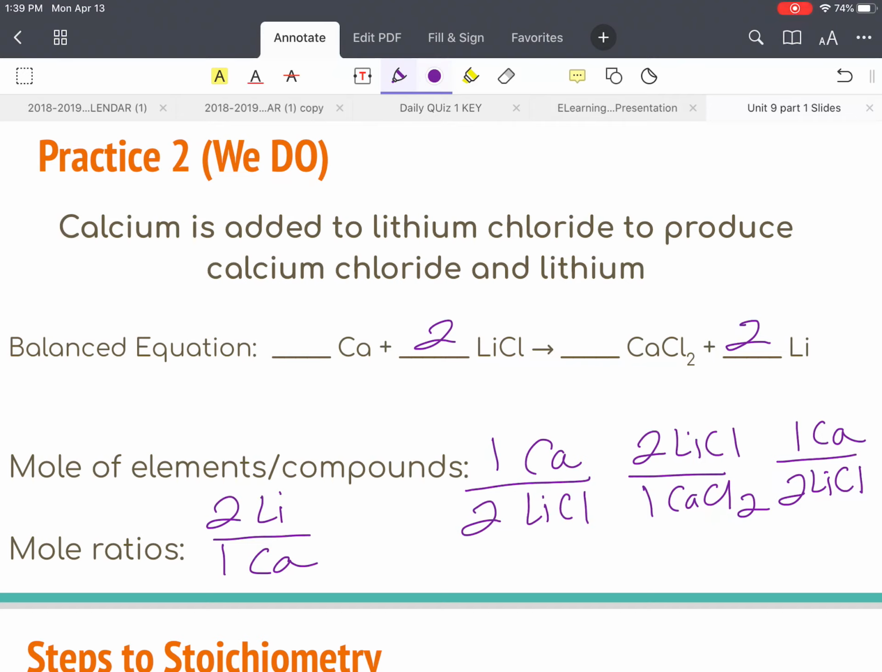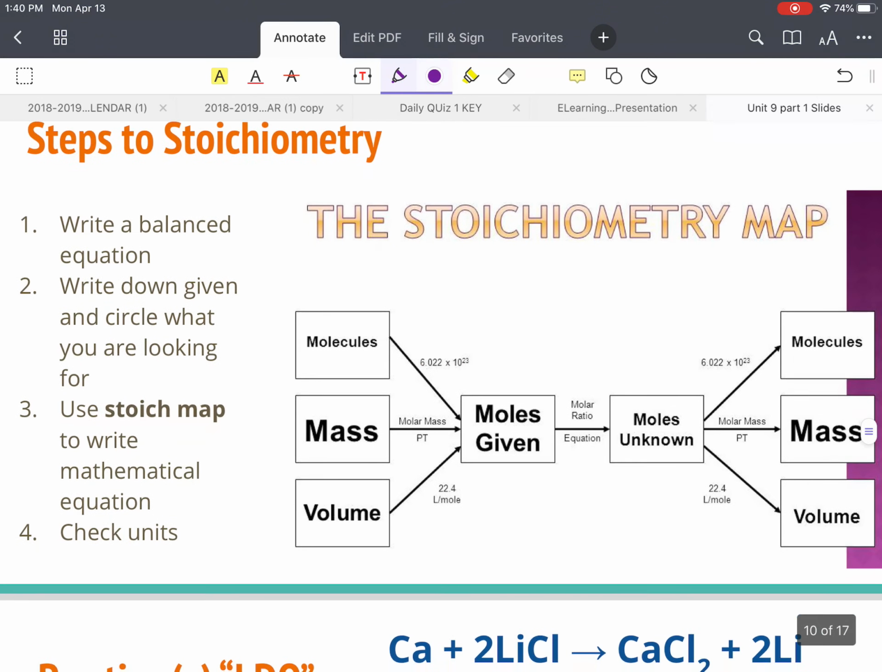So notice it doesn't matter if I'm comparing things on the reactants side versus the product side. It doesn't matter if I'm comparing, like here I have calcium on the top, here I have calcium on the bottom. It doesn't really matter. It's basically just a comparison: how many moles per this many moles.